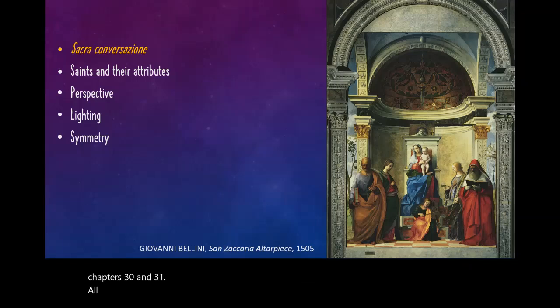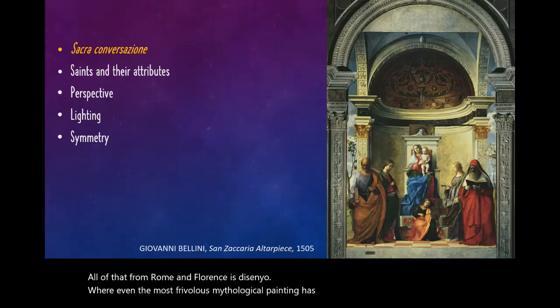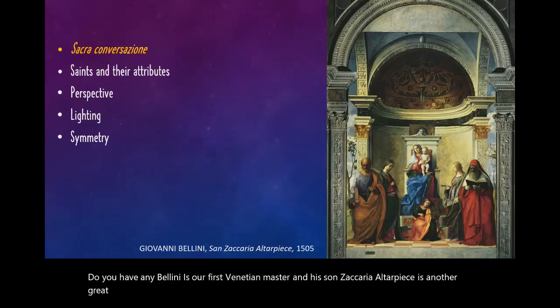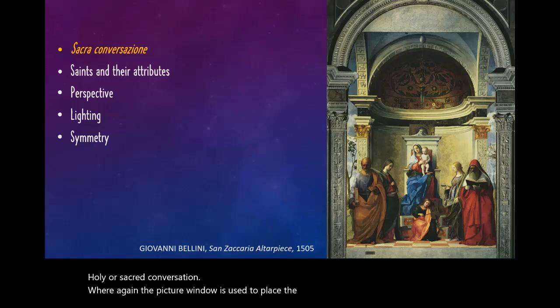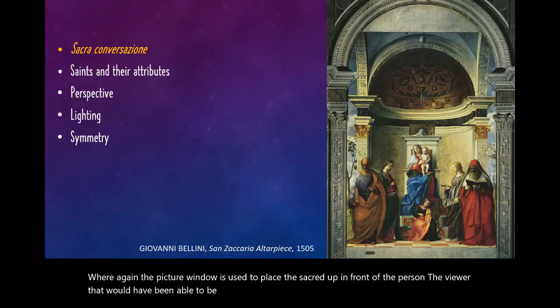All of that from Rome and Florence is Disegno, where even the most frivolous mythological painting has underneath its paint, underneath its brushstrokes, a geometric structure to it, like the circle. Giovanni Bellini is our first Venetian master, and his San Zaccaria altarpiece is another great example of that Sacra Conversazione, holy or sacred conversation, where again the picture window is used to place the sacred up in front of the person, the viewer, that would have been able to be inspired by, pray by that image.